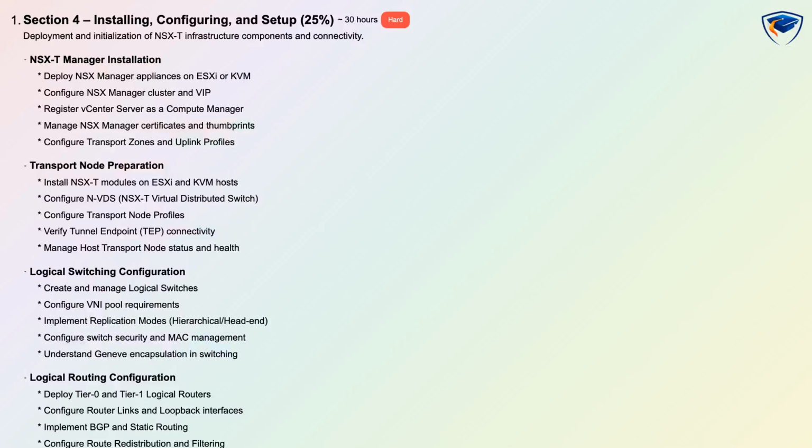You will learn to deploy and initialize NSX-T infrastructure, from installing NSX Manager appliances on ESXi or KVM to configuring the NSX Manager cluster and VIP. Expect deep work on transport node preparation, installing NSX modules, configuring NVDS and transport node profiles, and verifying TEP connectivity and health. You will also configure logical switching and routing including VNI pools, Geneve encapsulation, Tier 0 and Tier 1 routers, router links, BGP and edge cluster high availability.